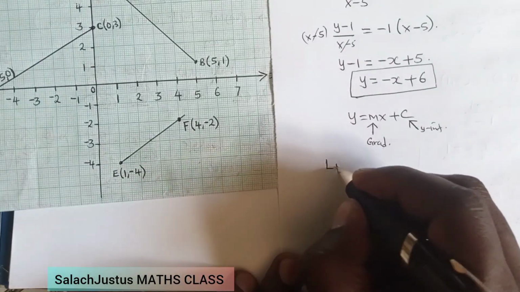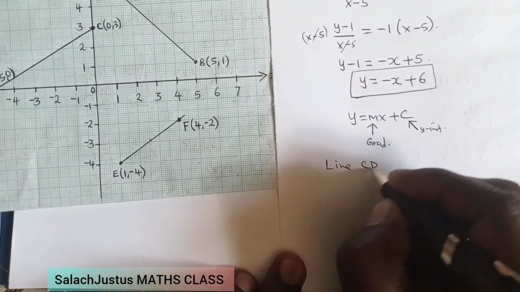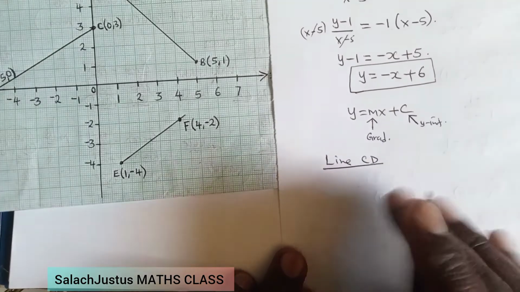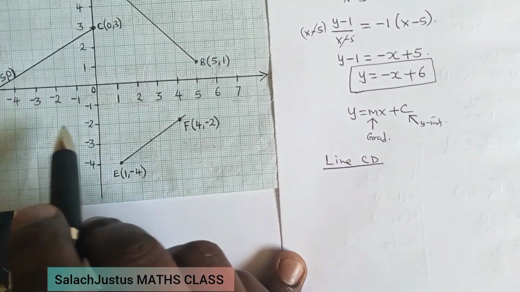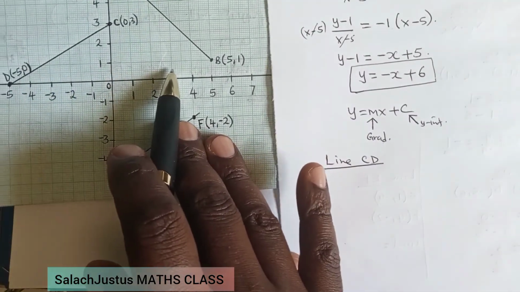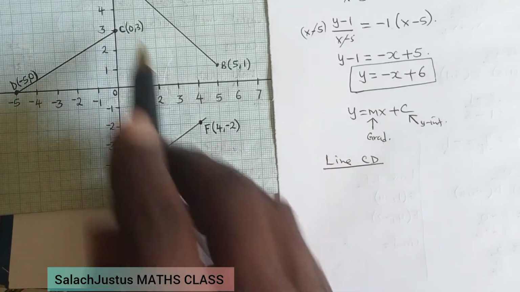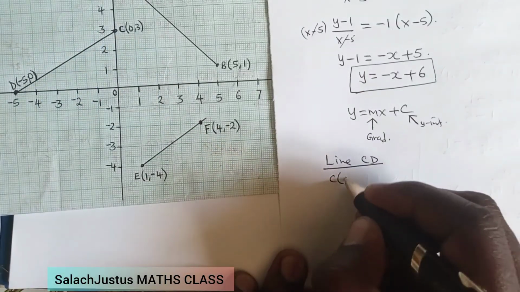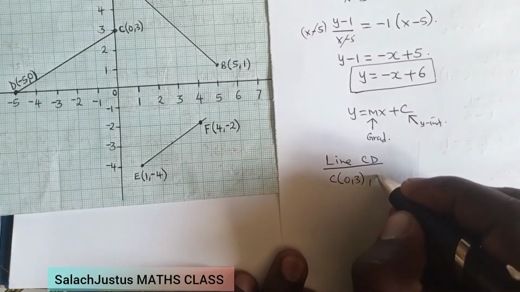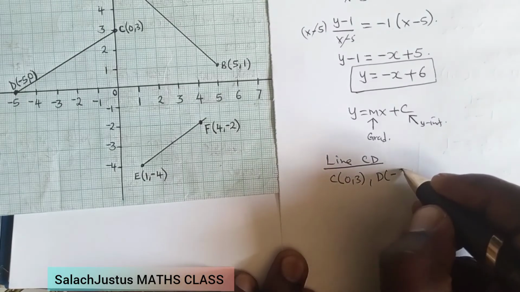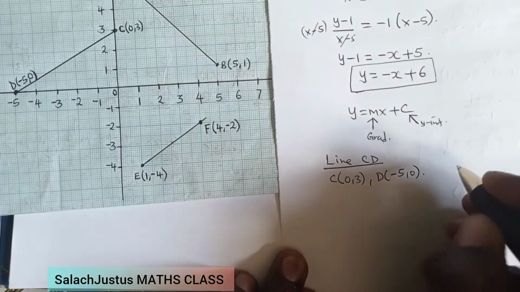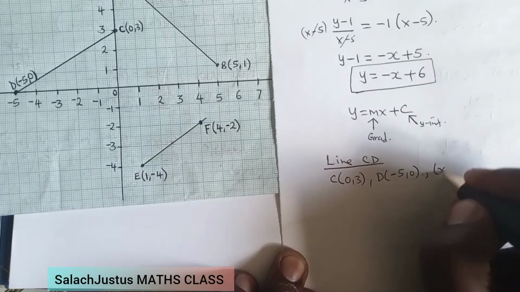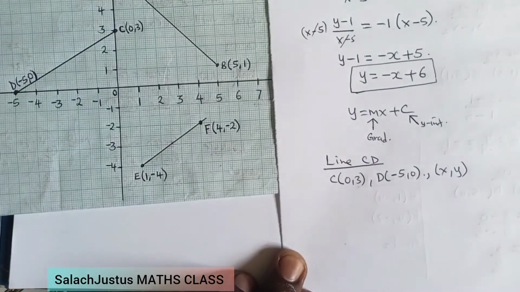Let's consider the next line, line CD. Line CD, we see on our graph that the coordinates are: point C is 0, 3. Point D is -5, 0. And pick now your arbitrary point x, y.